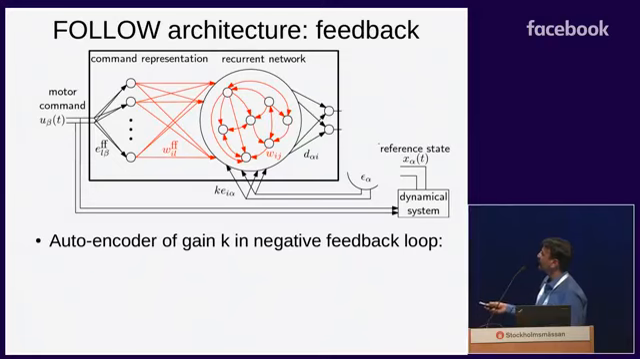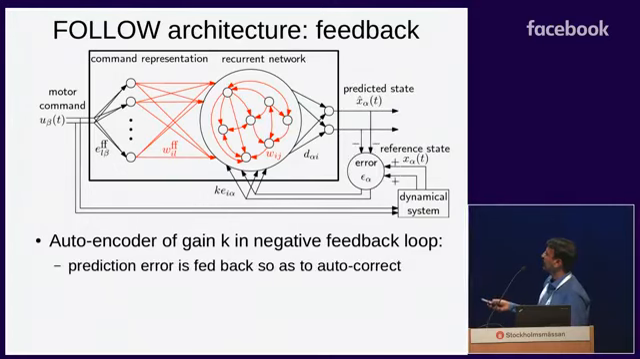So this is the dynamical system or the arm. The motor command goes there. We get the reference state from visual feedback or proprioceptive feedback. The network is predicting x hat. These are compared, and the error is fed back as a third input.